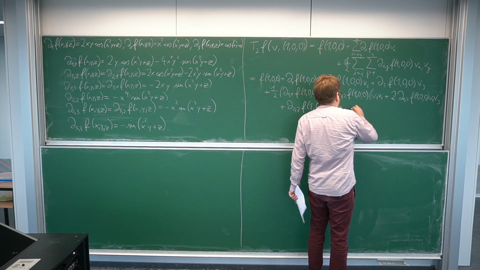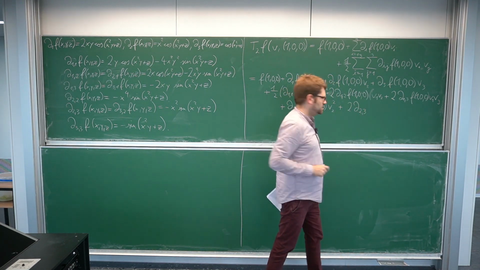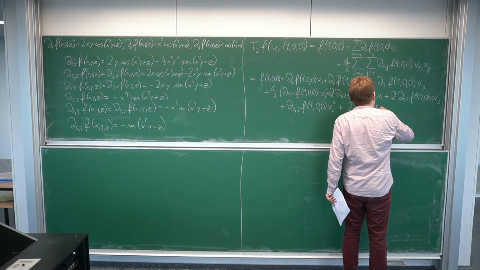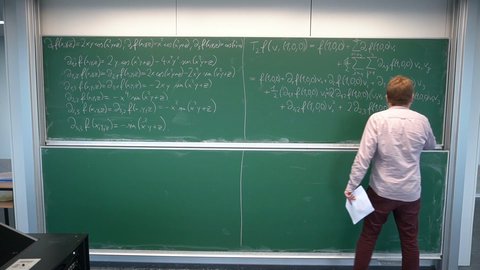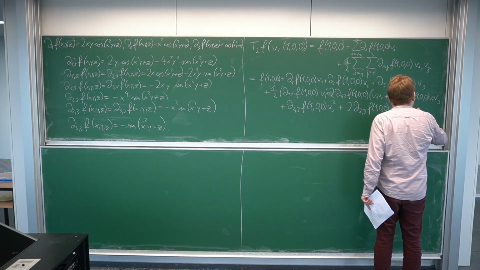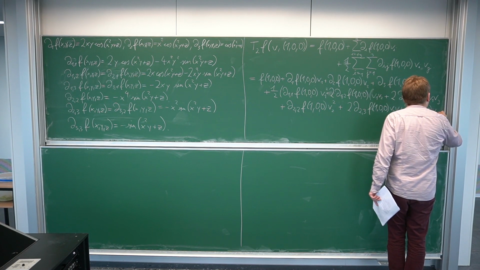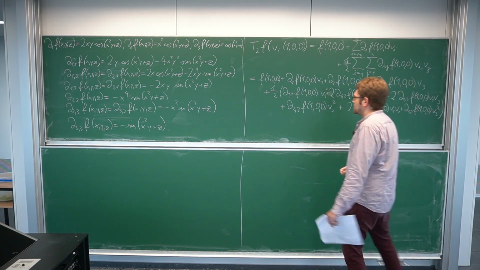Plus, and now we again have twice d2,3. Again, it pops up two individual times. So d2,3 f at 1, 0, 0, v2, v3. And finally, d3,3 f at 1, 0, 0 times v3 squared. And now close the big bracket.